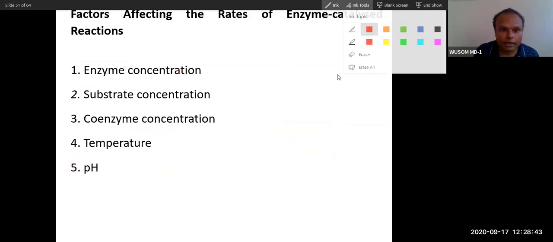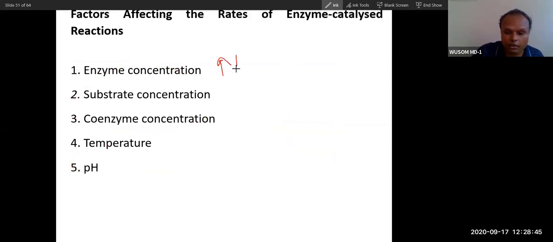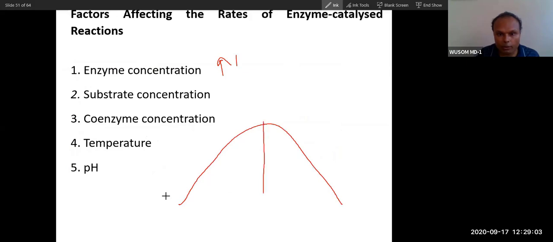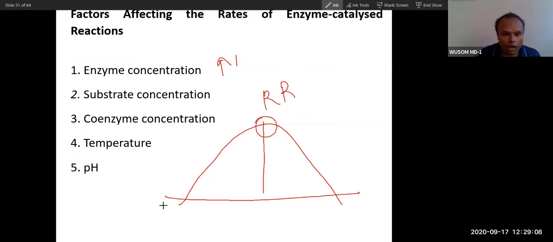So these are the factors affecting. If you increase the enzyme concentration, the rate of reaction will increase. If you increase the substrate concentration, to some extent the rate of reaction will increase. If you increase the coenzyme, to some extent the rate of reaction will increase. If you increase the temperature to the optimal temperature, the reaction rate will be highest. Below and above that particular temperature, the reaction rate will be slow. Same thing goes for pH.